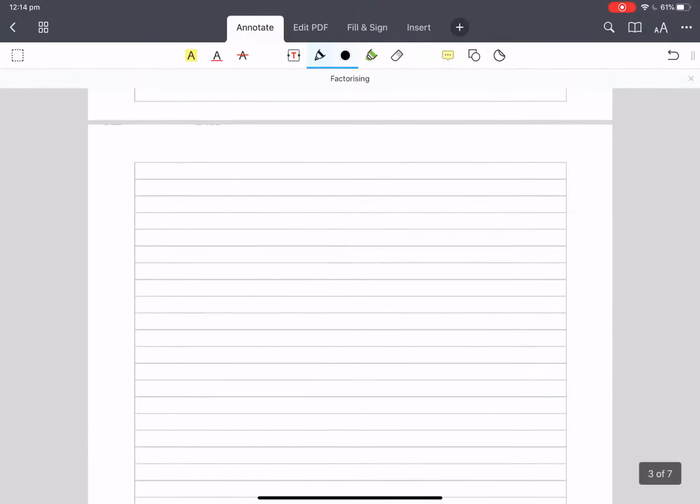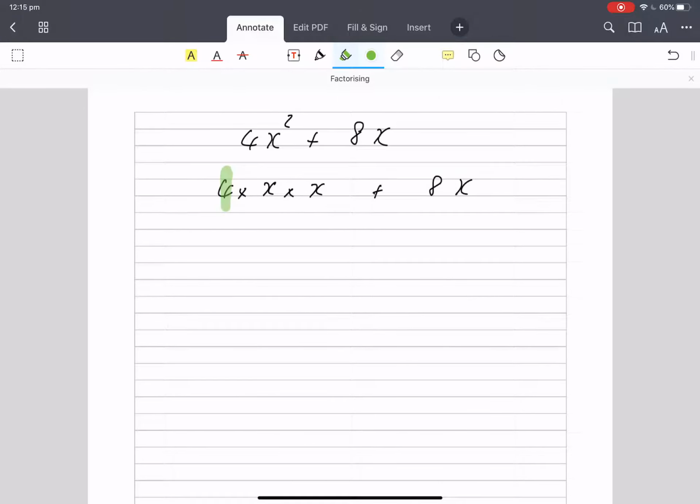Let's just start again, 4x squared plus 8x. 4 times x times... You don't need to do this, but you can see what's common between the numbers and what's common between the letters is what we're going to get to. What's common between the 4 and the 8? Well, there's a 4, and I didn't leave myself enough room there.